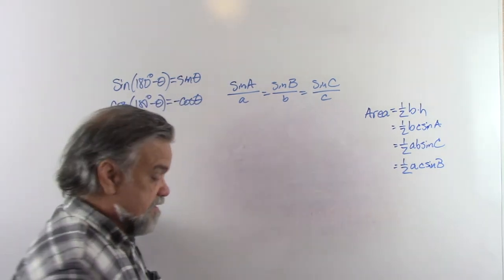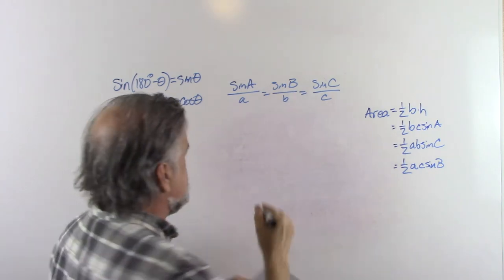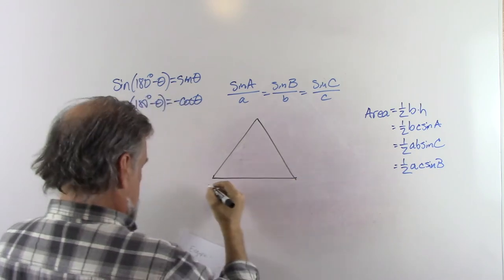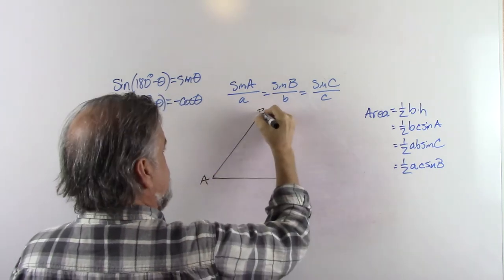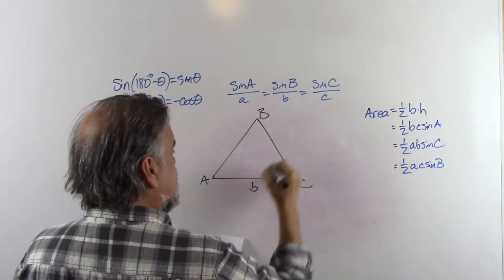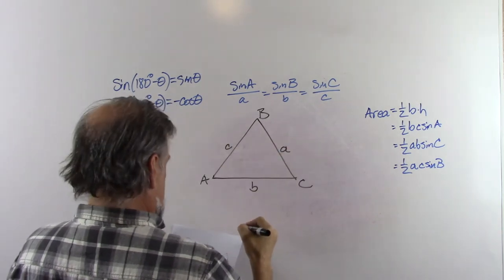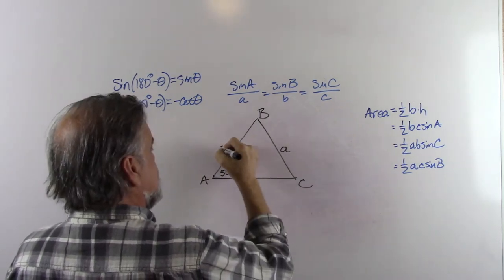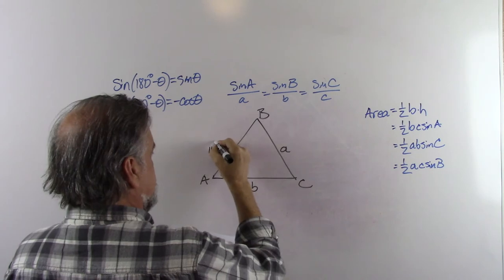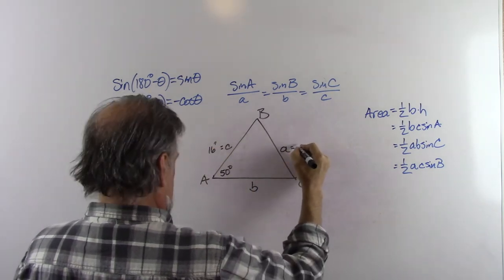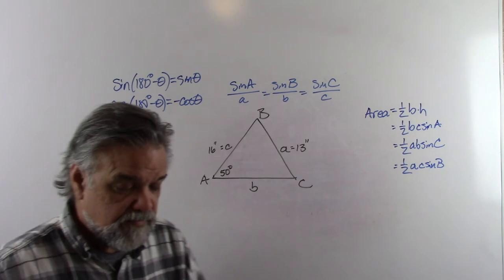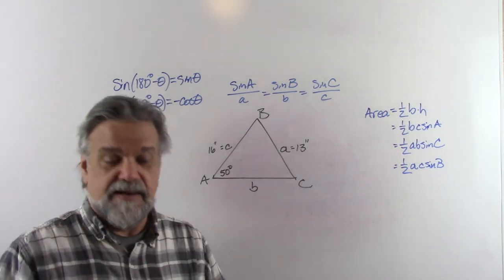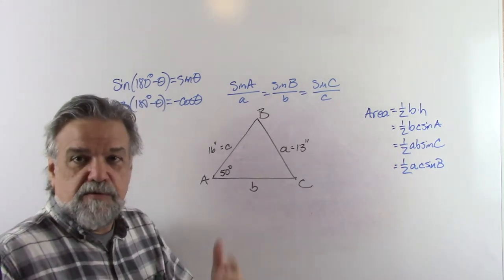Let's look at the example that says, and again, don't trust my drawing. So this is going to be A, this is going to be B, this is going to be C, this is side B, this is side A, this is side C. And we're going to say that A is 50 degrees again, and this time C equals 16 inches, and A equals 13 inches. So this time we don't have two angles. This time we have two sides and an angle. Okay, well, let's see what we got.